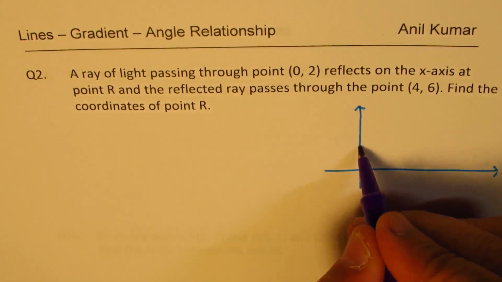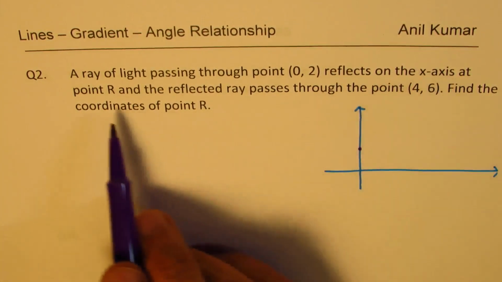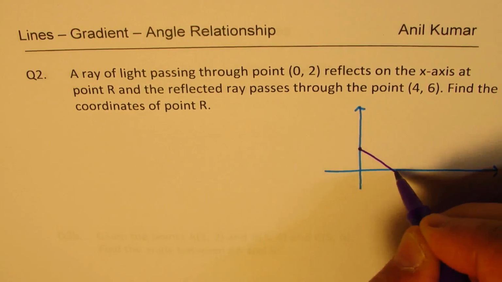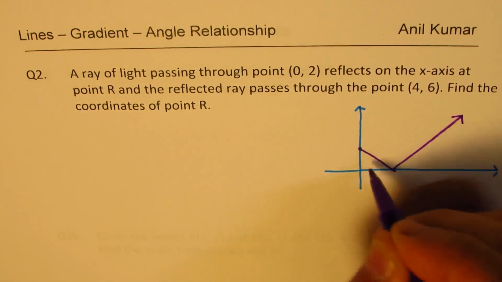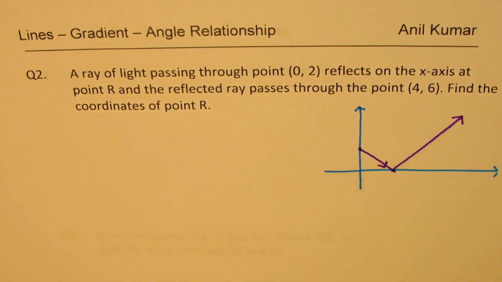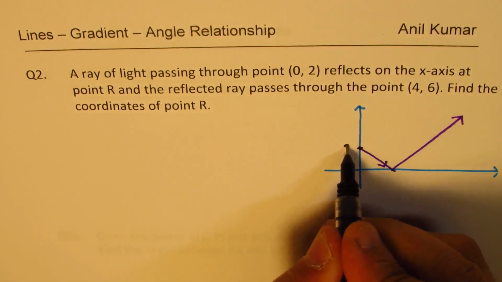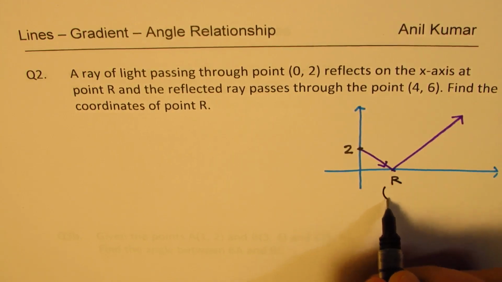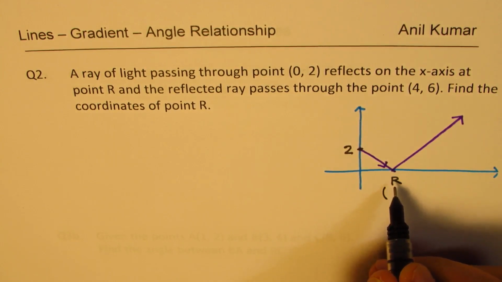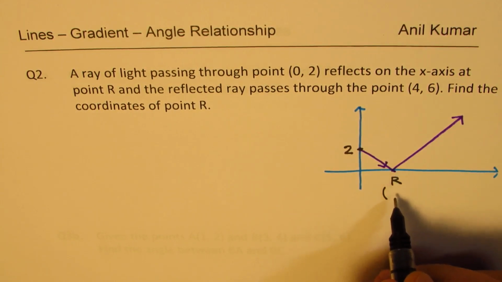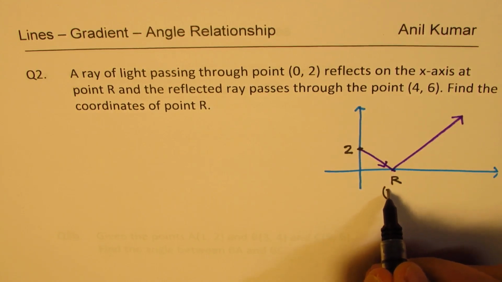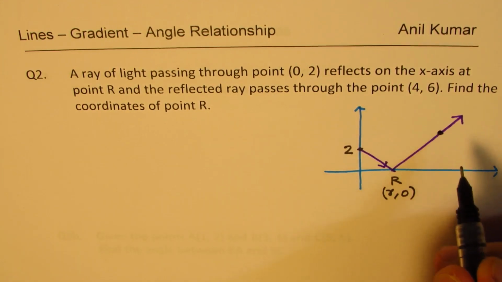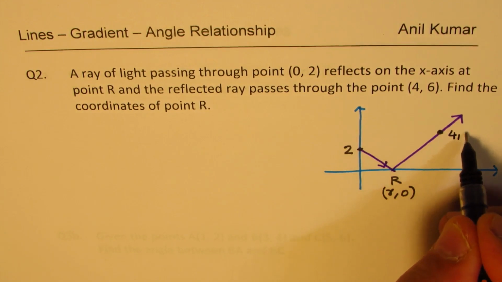So point (0, 2), let's say this is our point (0, 2), is reflected on the x-axis, and is passing through, let's say it goes like this and then it gets reflected. Okay, so that is how it is turning out to be. We don't know the coordinates of this point. We're calling this point R. However, it is on the x-axis, so we can always write this y value as 0. So let's write this as (r, 0). We are given a point on the reflected line as (4, 6).